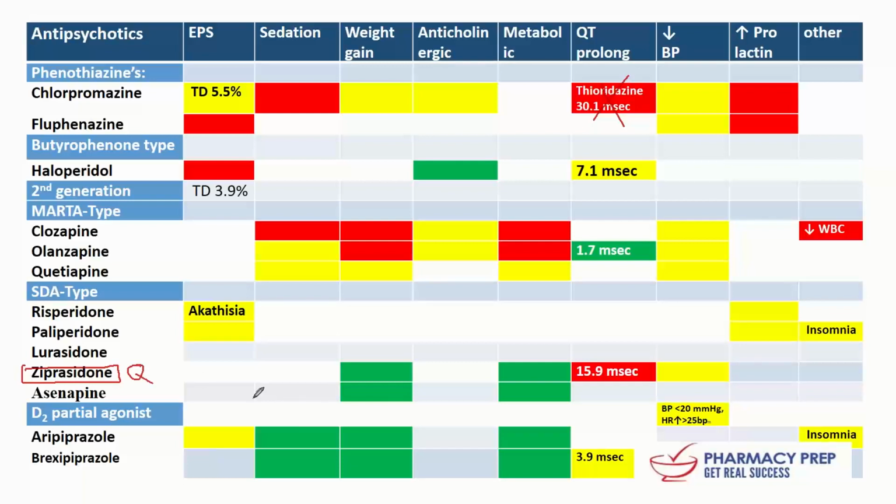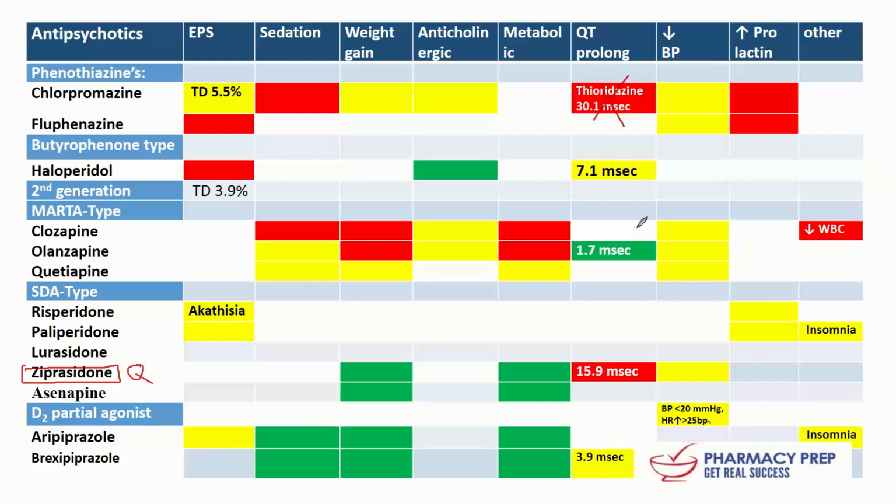So ziprasidone has about 15.9 milliseconds. That is almost 16 milliseconds, which is pretty high compared to other drugs. The second highest drug is haloperidol, which is 7.1 milliseconds. That's also considered higher.